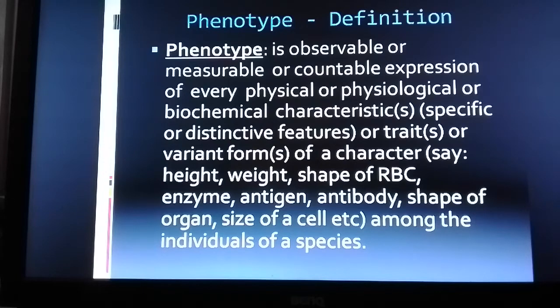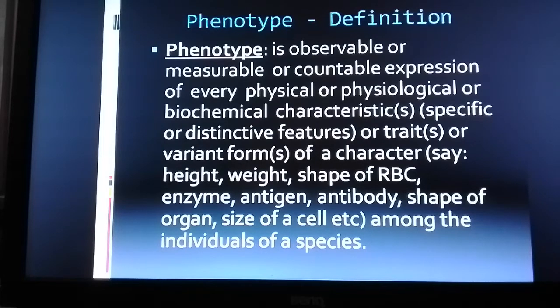Now you have 100 seeds in your hand. Of them, you can count how many are round shaped, how many are irregular, the wrinkled shaped. So for the character shape of seed, you can say how many are countable, how many are round, one phenotype, how many are wrinkled, the other phenotype.